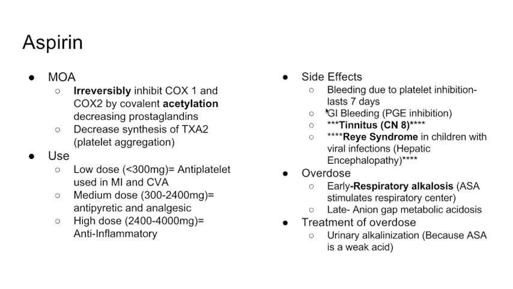And that effect lasts 7 days. The reason it lasts 7 days is because, again, it's irreversible, so it takes about 7 days for the platelets to form. In addition to general bleeding, you have specific GI bleeding. The reason for that is, as we established earlier, that you inhibit prostaglandin E, and prostaglandin E is protective for the gastric mucosa.